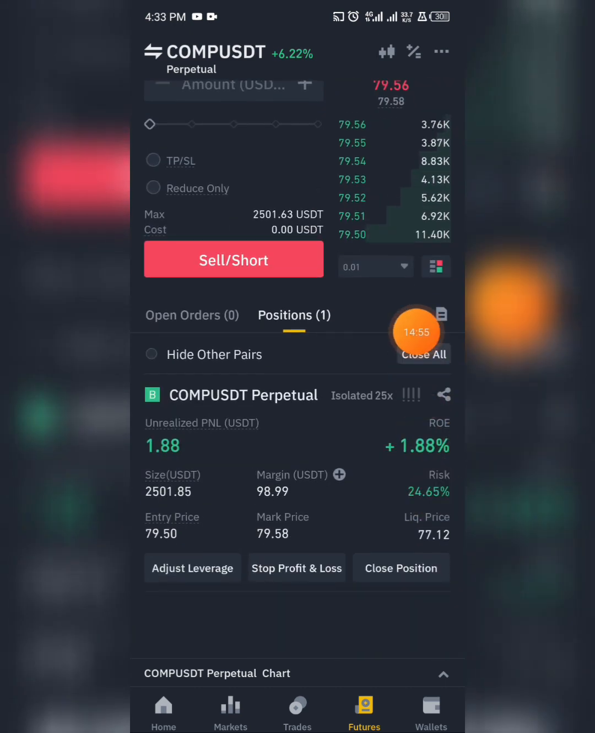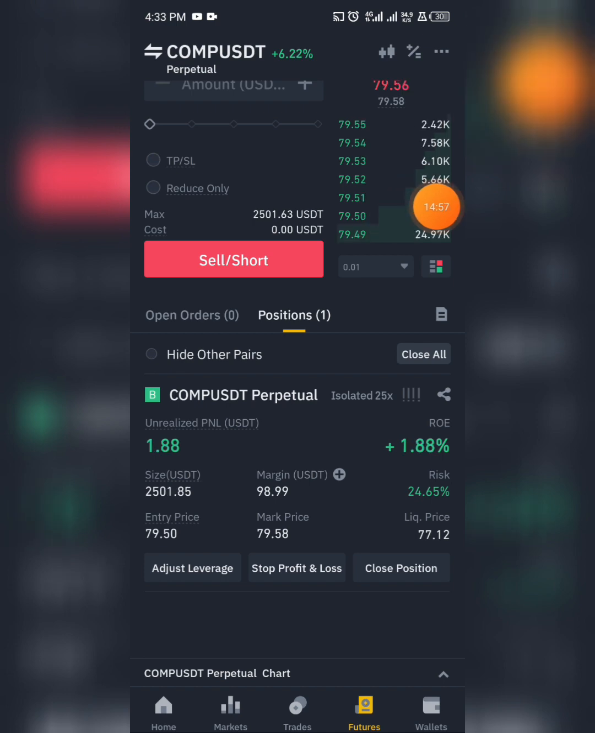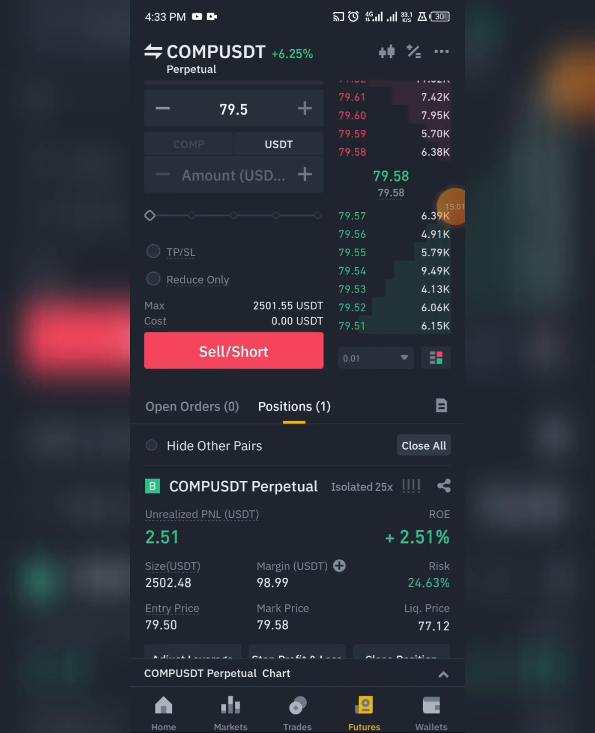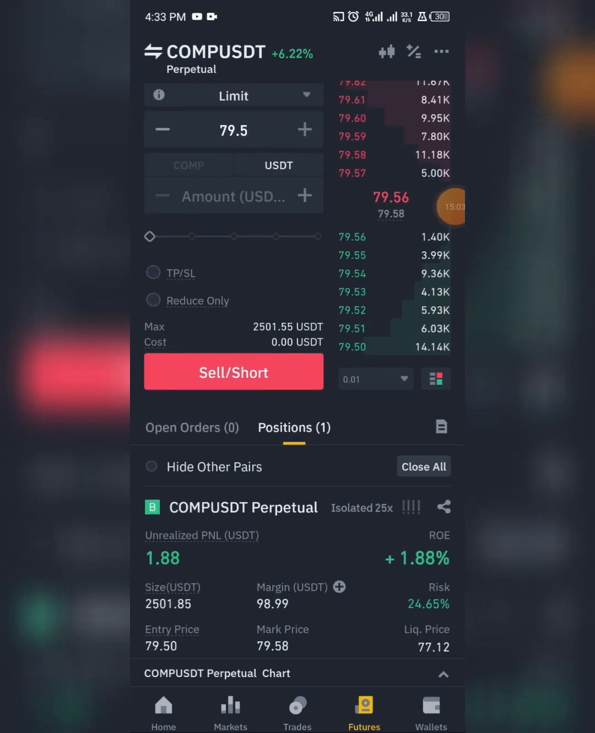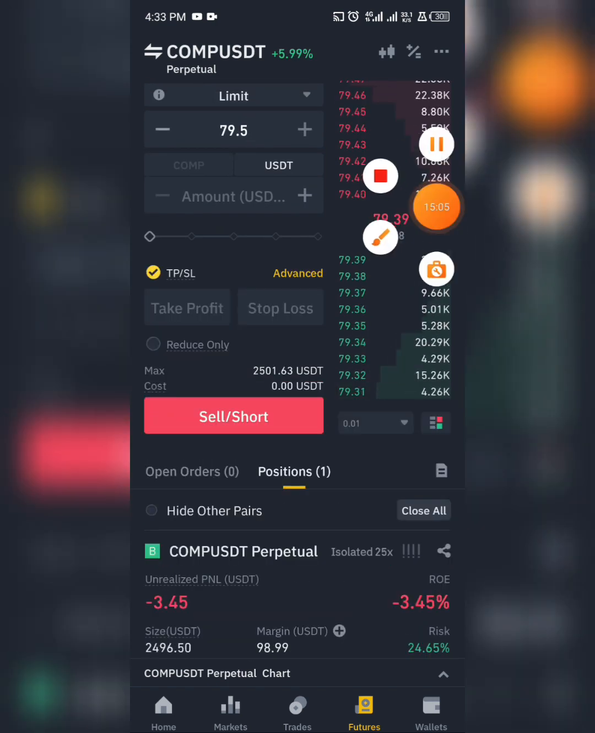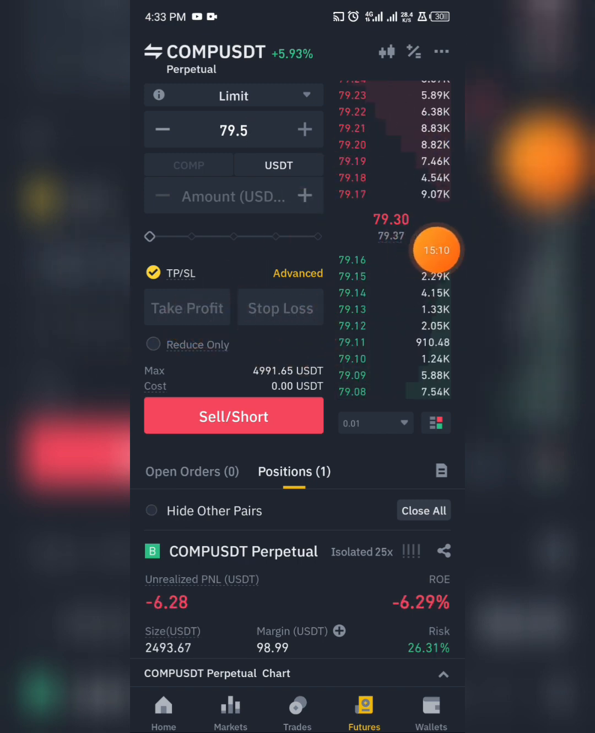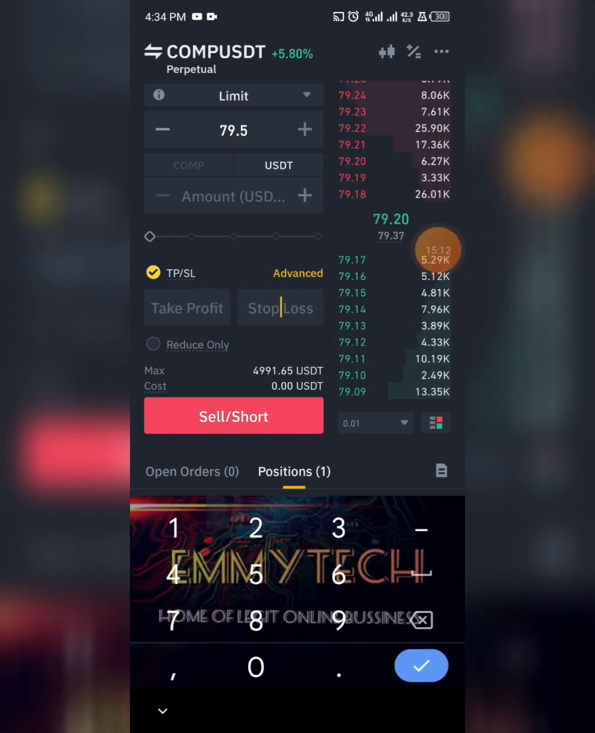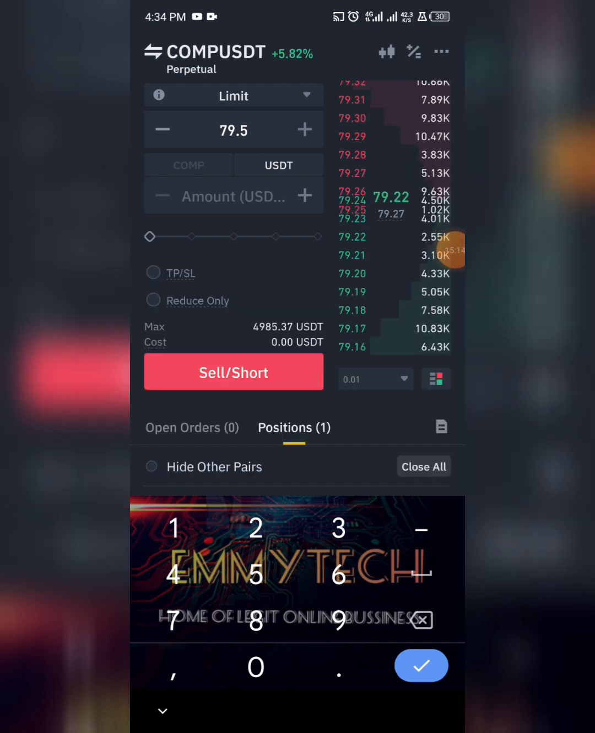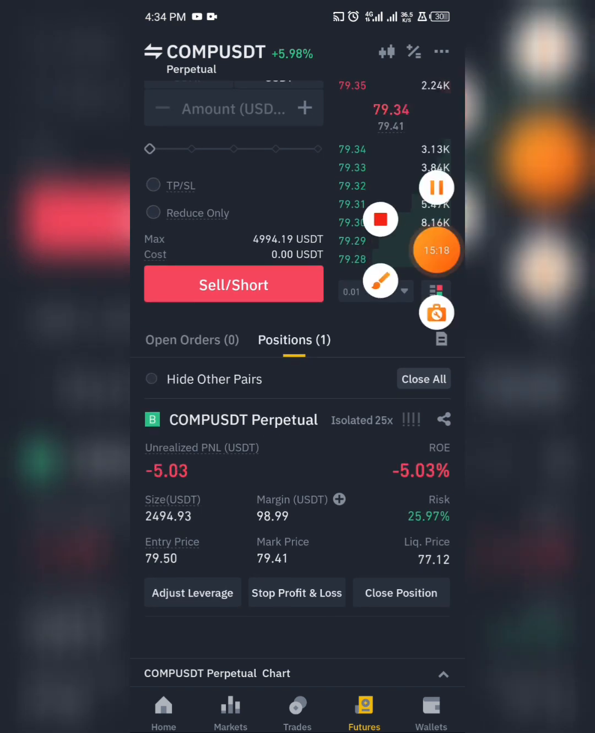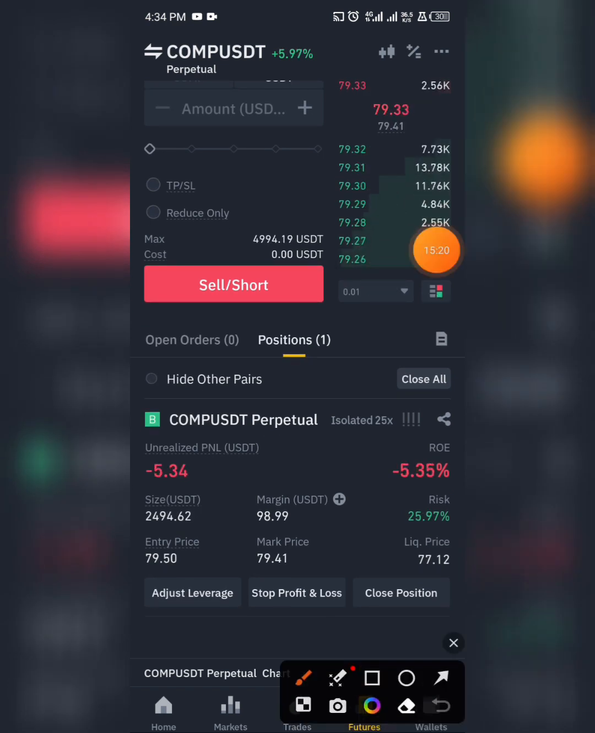You can also set your take profit and your stop loss. After placing a trade, or before you place a trade, you can set your TP, take profit, and stop loss. You can see it here. So you can put your take profit and you can put your stop loss. But if you pick up a trade without setting your stop loss or take profit, all you need to do is click on this section here.